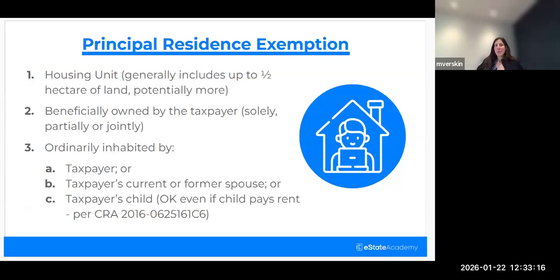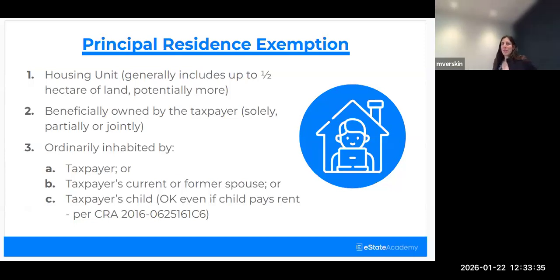Ownership of the property is really important. It has to be beneficially owned. So different than title ownership, it actually has to be beneficially owned by the person. And it doesn't matter whether they own it by themselves or they own it with their spouse. In order to claim the exemption, there has to be beneficial ownership.